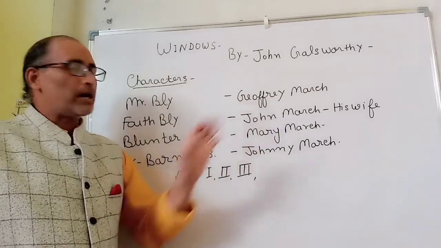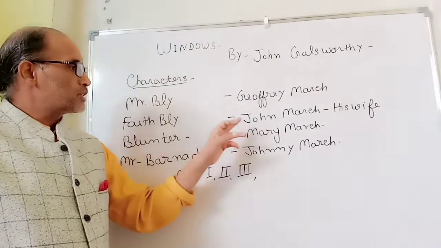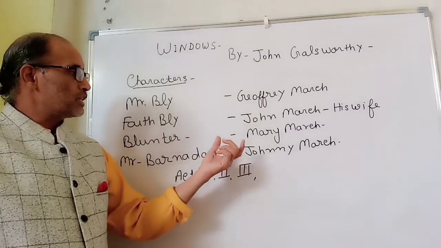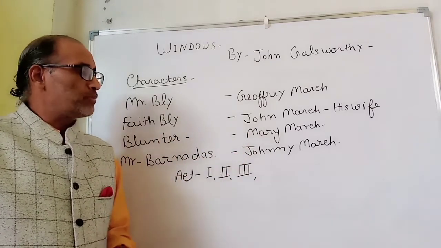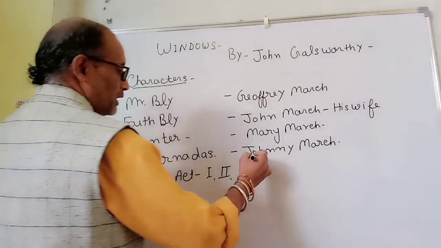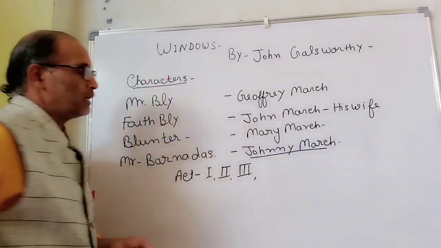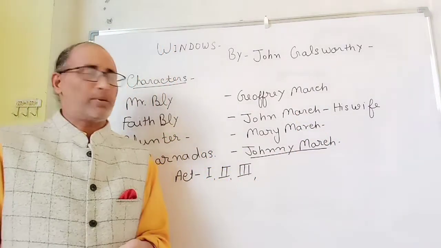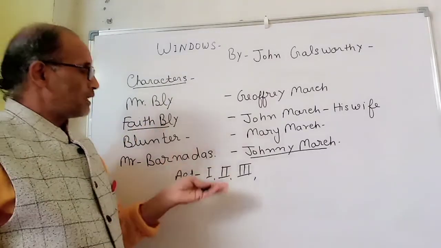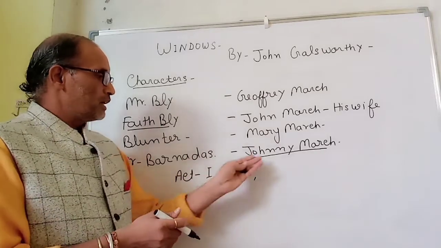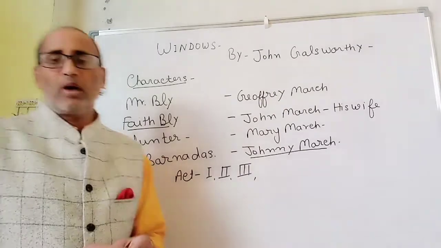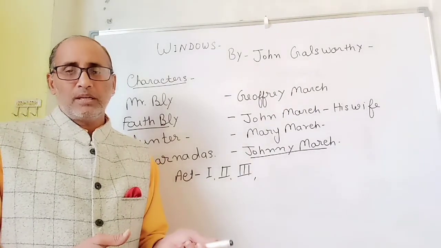Okay, Geoffrey March, he is the head of the family. John March, she is the wife of Geoffrey, and Mary, she is the daughter, and Johnny March, he is the boy of the family. To some extent we can say that Johnny March is regarded as the hero of the play, because Faith Bly falls in love, I mean to say she flirts with Johnny March. Okay, so students, these are the characters, and now I am going to tell you the summary of this play.